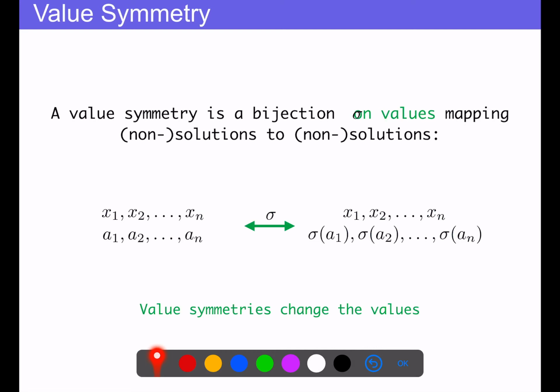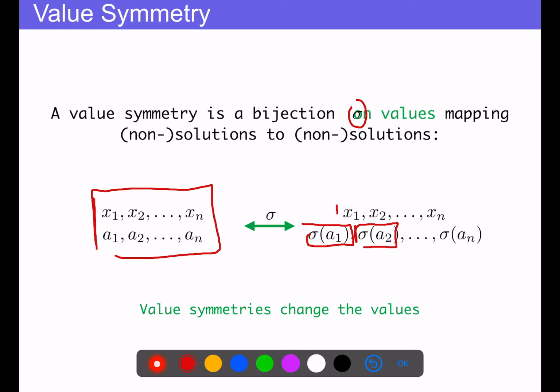The value symmetry is also defined using a bijection, but the bijection is defined on the values. So if this is your solution, you apply the bijection on the values, and you keep the variables the same. If it's still a solution or non-solution mapping, then you have a value symmetry.